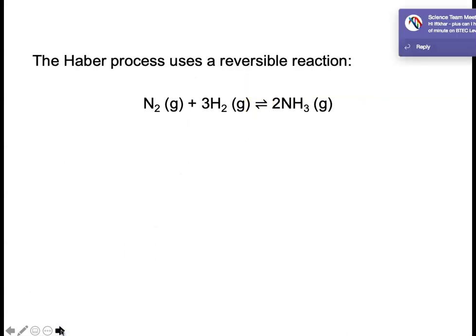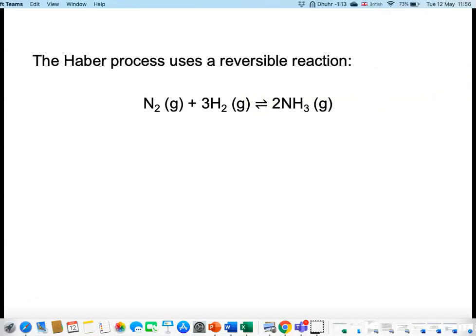The Haber process uses a reversible reaction, nitrogen plus hydrogen forming ammonia.